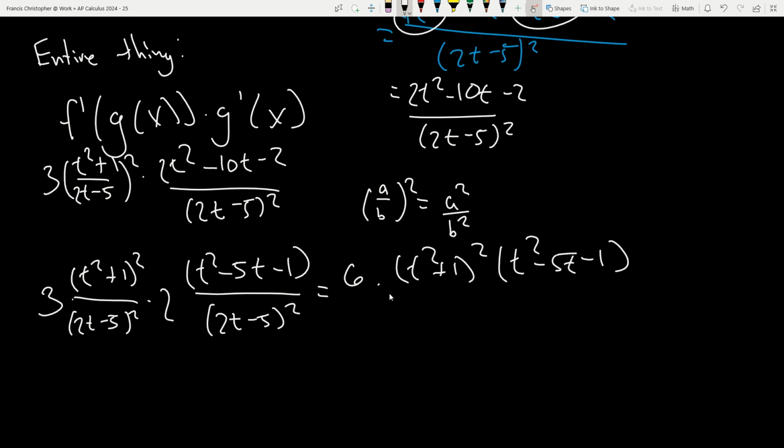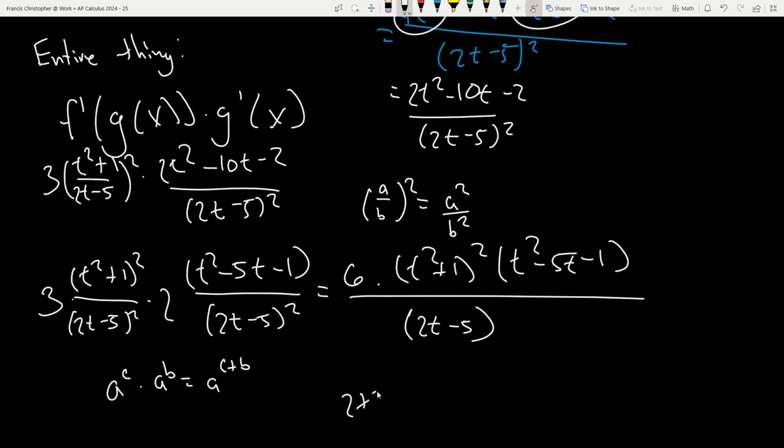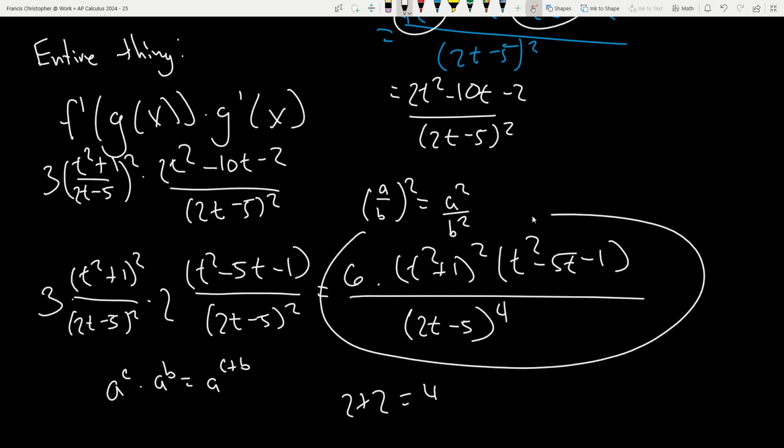Oh, I forgot the t here, sorry. And then here, I notice that these are the same term, so a to the c times a to the b equals a to the c plus b. So 2t minus 5, 2 plus 2 is 4, so 4. And that's our answer.